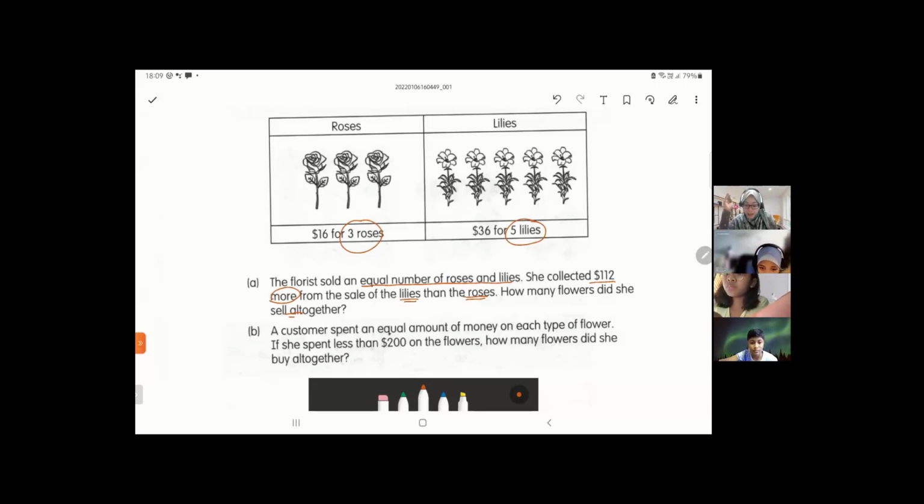The grouping concept means you need to find the big difference and the small difference. Okay, we do that method first. This is the grouping concept. So we are going to find the lowest common multiple of 3 and 5, which will be 15. Which means we are going to buy 15 roses and 15 lilies.